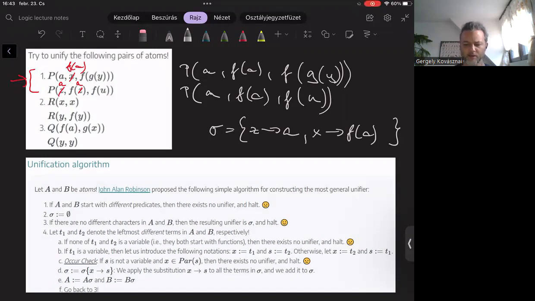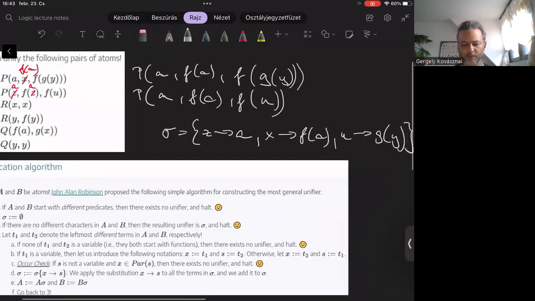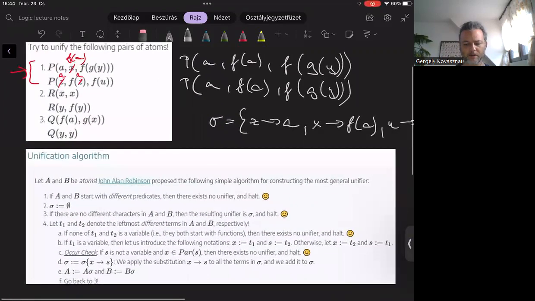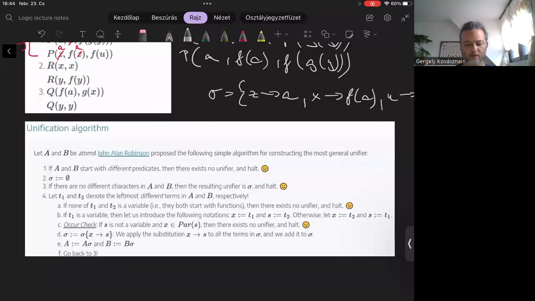And then we have one more duty. We have to add another substitution to sigma. We have to substitute U with G of Y. And of course, we also have to apply this substitution to the atoms. And at this point, we can notice that the two atoms became the same. So in step 3, we notice this fact, and we stop.